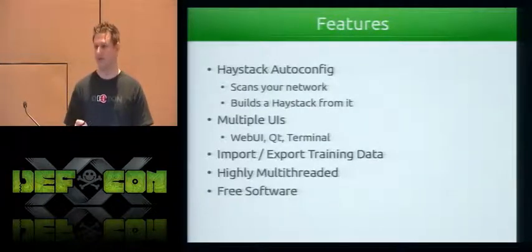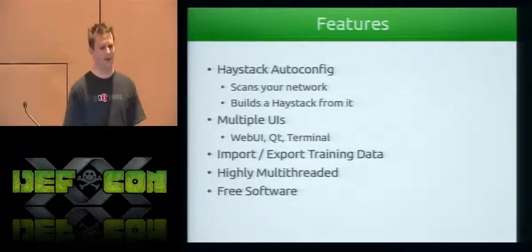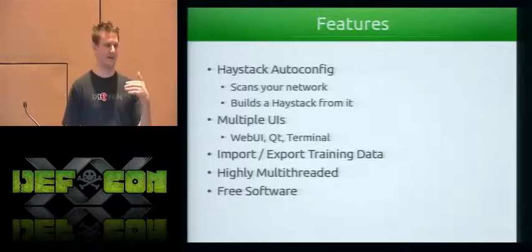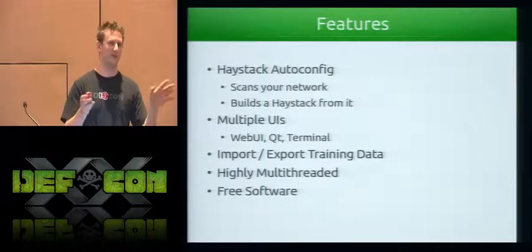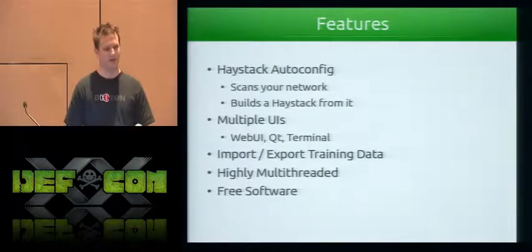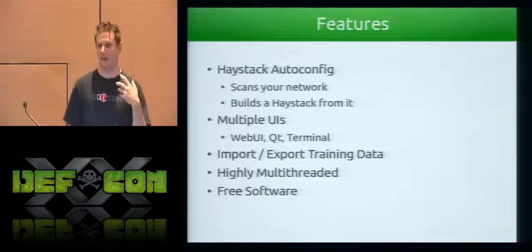Some other features of the software: we have a Haystack auto config utility, which is really cool, though it's super alpha right now because we're just finishing it. You scan your network, press the auto config button, it'll nmap your network, figure out what's there, and then build you a haystack on the basis of that, so that you get a haystack that looks real.